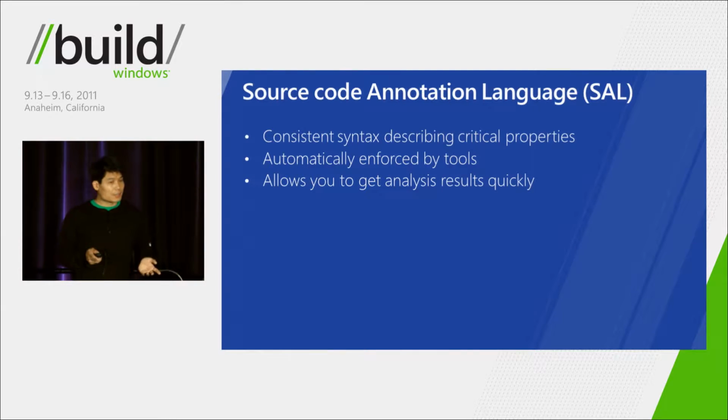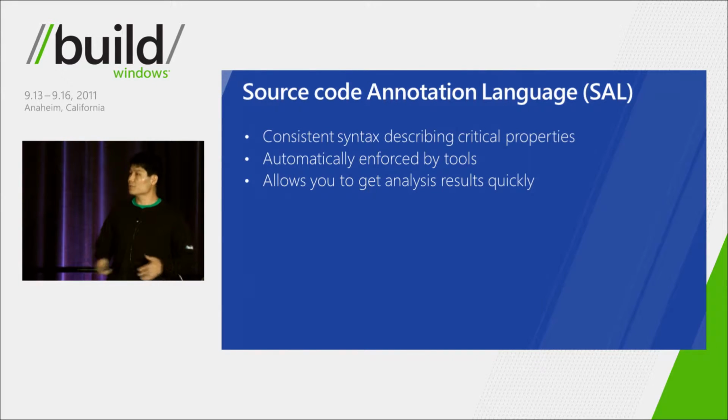Source code annotations are similar to code comments, but a key difference is that annotations can be understood by both humans and analysis tools. So you can think of annotations as checkable comments, or as a compile time assert system. The Microsoft source code annotation language, or SAL, is a language that we designed to let you capture important aspects of the intent behind your code.